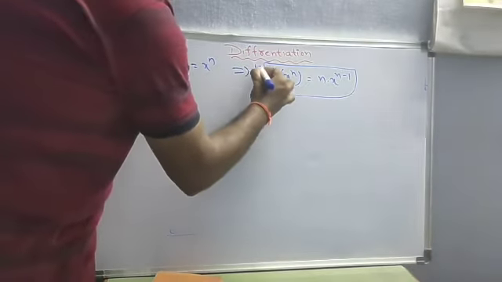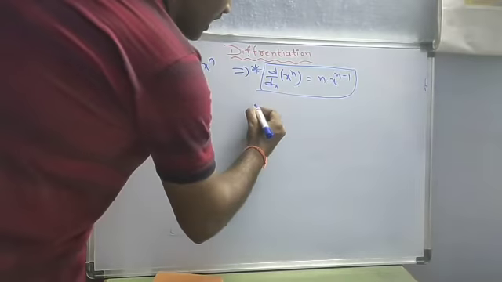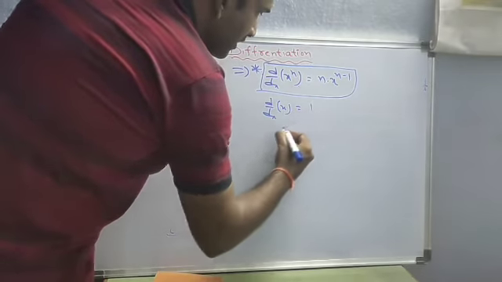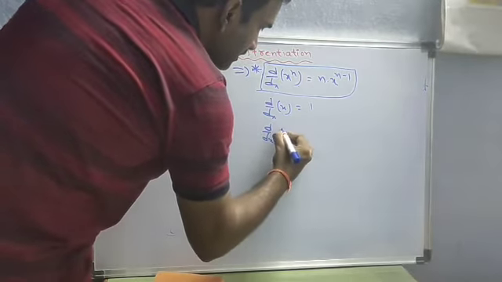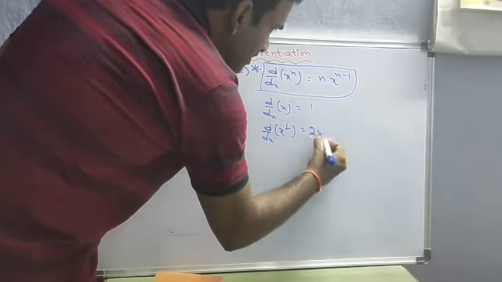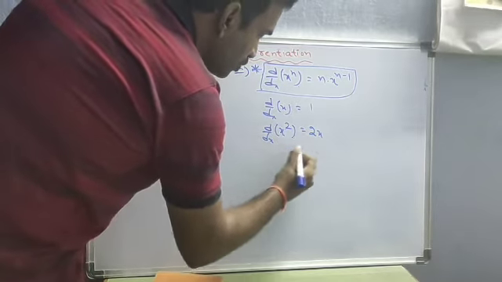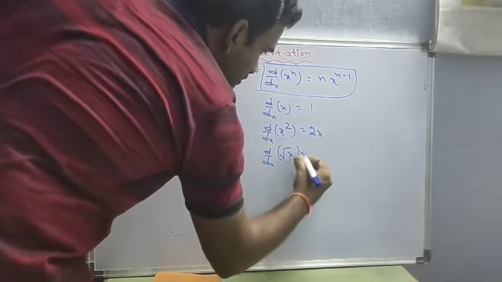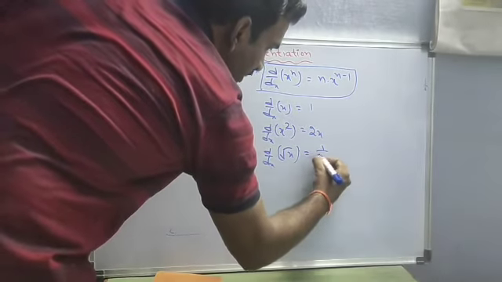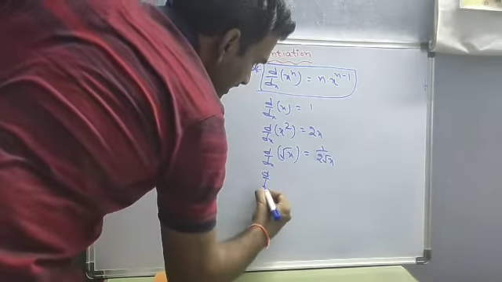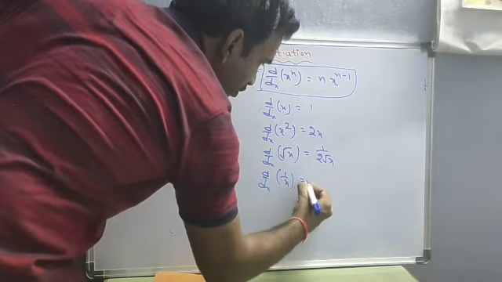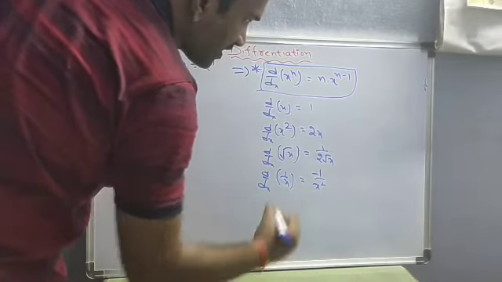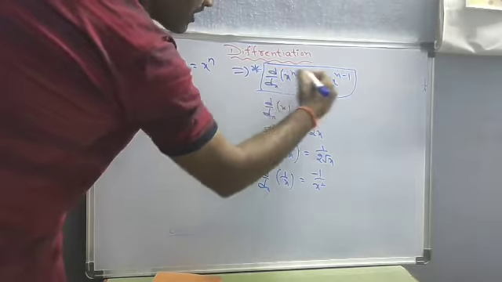Very important formula, and we can derive more formulas. So our applications are d by dx of x is 1, d by dx of x square is 2x, in the place of n if you put 2. Like this, d by dx of root x means x power 1 by 2, so 1 by 2 root x. d by dx of 1 by x, some important applications, is minus 1 by x square, since 1 by x means x power minus 1. These are all applications of this important formula.